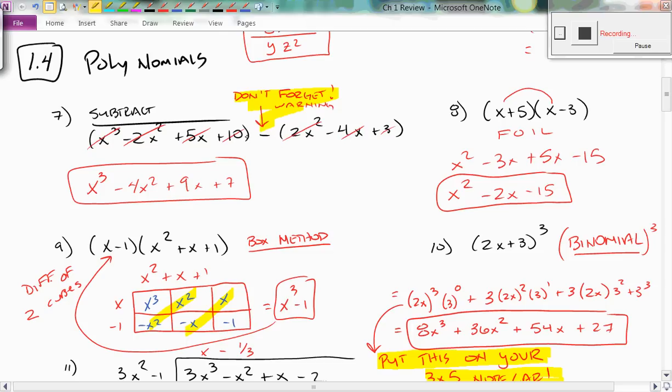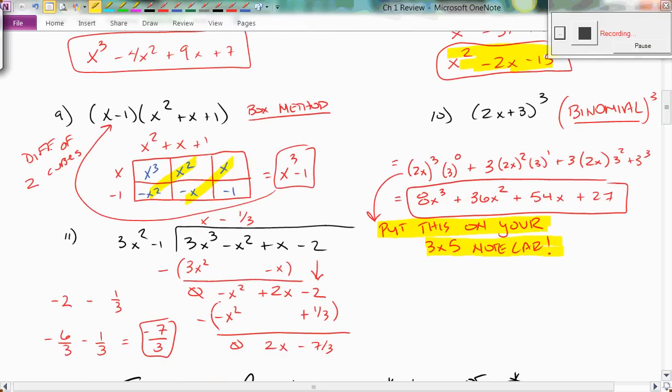So you have x to the third by itself. You have negative 2x squared minus 2x squared is negative 4x squared. And then finally 9x and a positive 7. Okay. Number 8, we use FOIL. FOIL is definitely going to be on the test, so make sure you know how to use FOIL when you multiply two binomials. I got x squared minus 2x minus 15 there for that one.